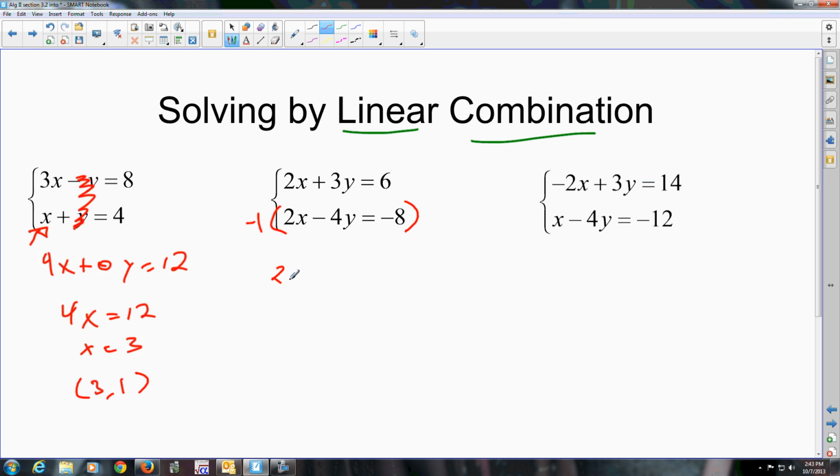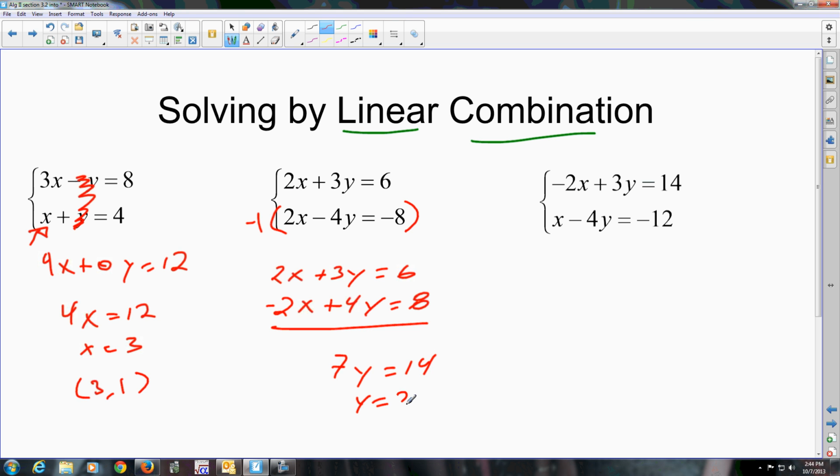I'm going to rewrite the top. 2x plus 3y is 6. I'm going to multiply the bottom all by negative 1. And now I'm going to add them together. And look what happens. The x disappears. 7y is equal to 14. y is equal to 2. So you've got part of your coordinate. Take the y value, fill it back in. Doesn't matter which equation, because if you did it right, it'll work out. 2x plus 6 is equal to 6. Subtract the 6. x is equal to 0. So your coordinate where they touch is 0, 2.